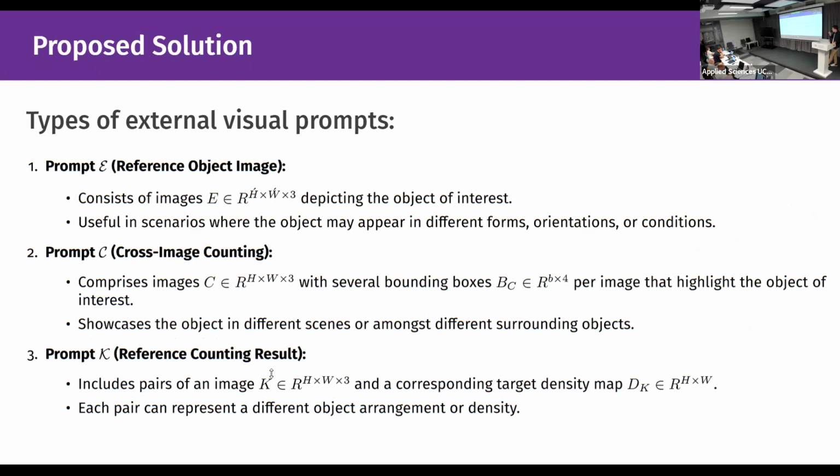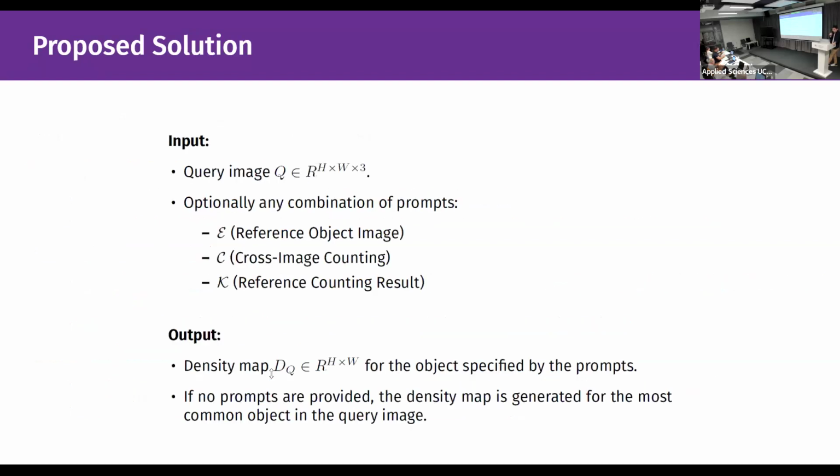The first prompt is a reference object image prompt, which comprises object templates. The second prompt is the cross-image counting prompt. It consists of pairs of images with several bounding boxes per image that highlight the object of interest. And the third type of prompt is termed the reference counting prompt, which consists of pairs of an image and its corresponding target density map. And the general pipeline is quite simple.